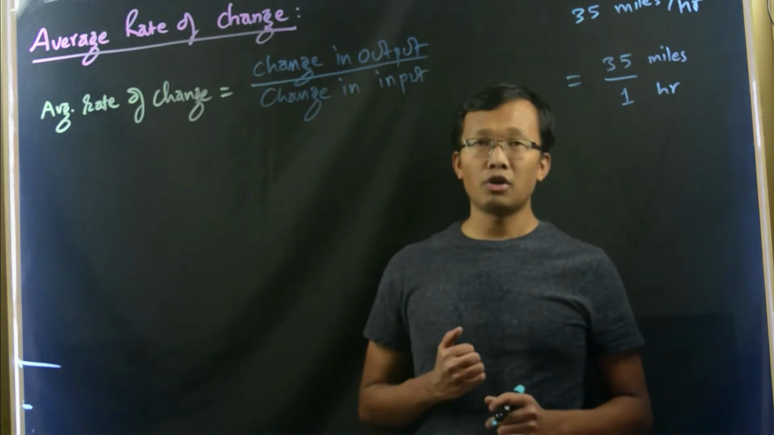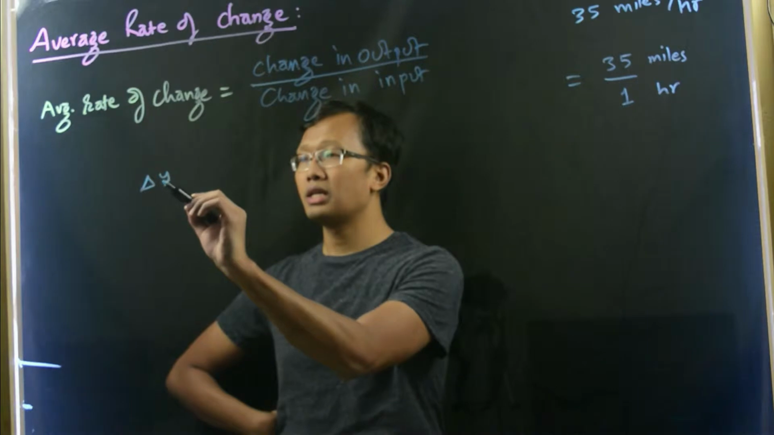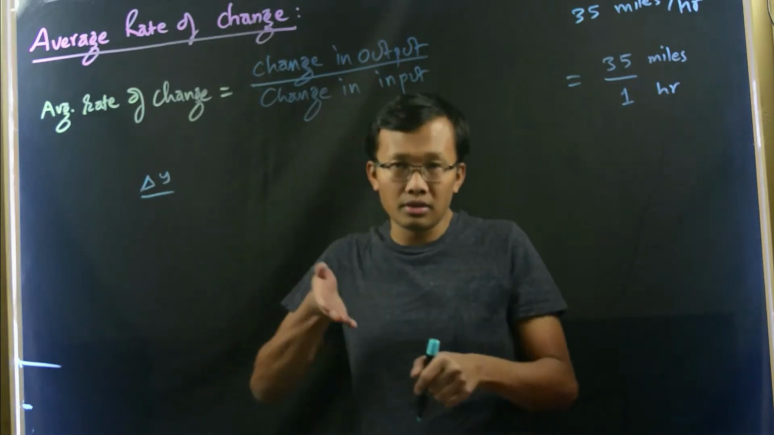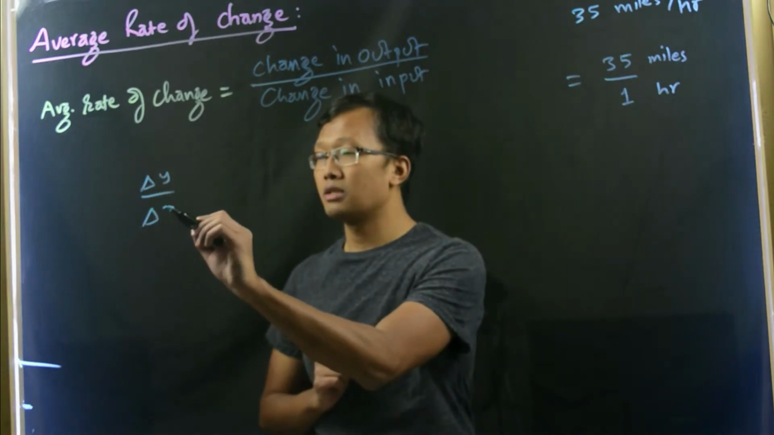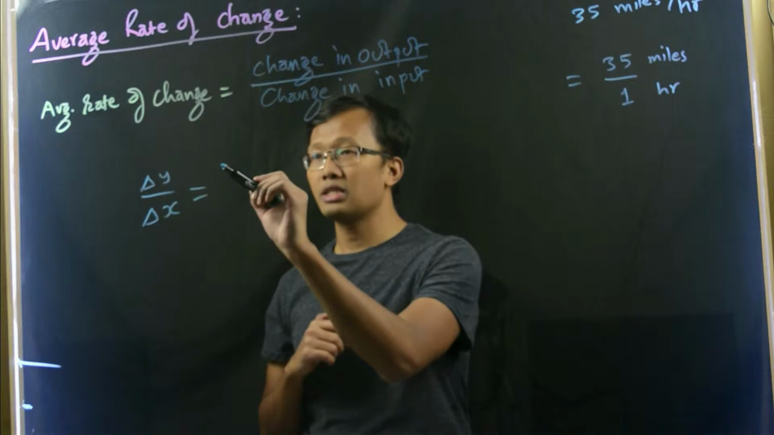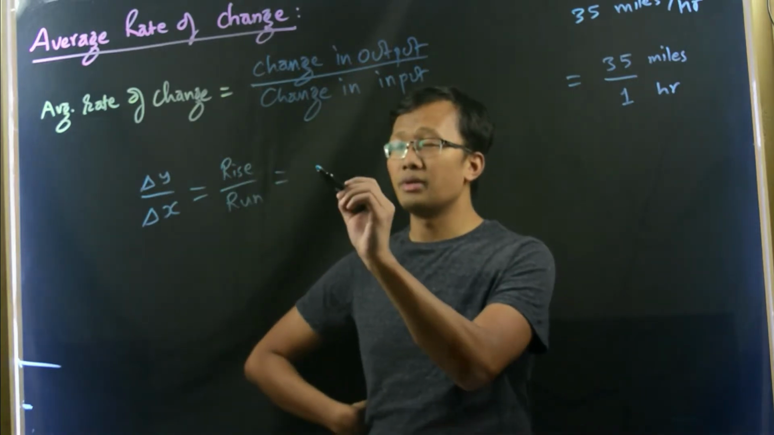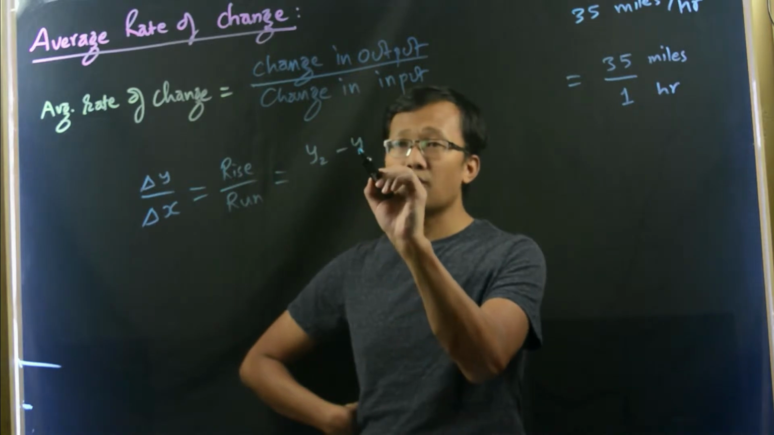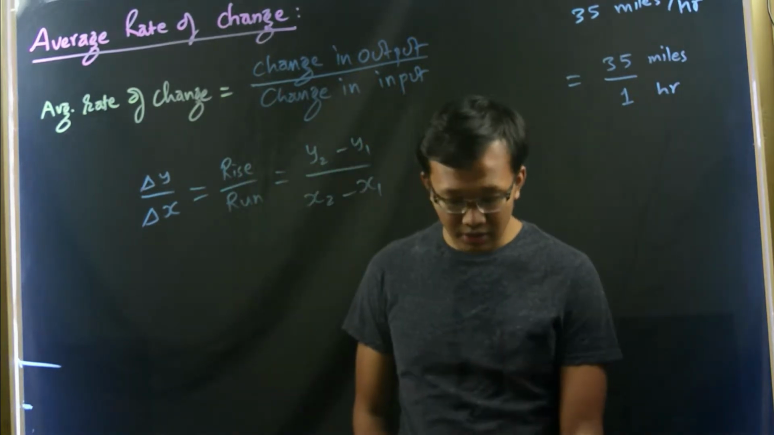Now mathematically, average rate of change is represented by del y, the change in y, the change in vertical axis, that's rise, and change in horizontal axis, that's run. So it can be written as rise over run. Simply this would be y2 minus y1 divided by x2 minus x1. This is simply the slope.